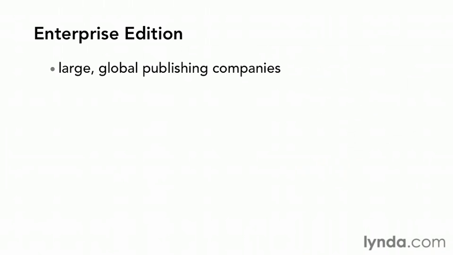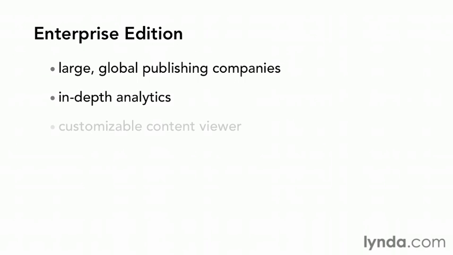The Enterprise Edition is aimed at large global publishing companies. It can be integrated with other publishing systems, and it includes high-end features that the other editions don't offer, like in-depth analytics and the ability to customize the interface of the application used to view DPS publications, which is called the Content Viewer. The Enterprise Edition allows you to sell single issues or subscriptions to a publication through the Apple App Store and the Kindle Fire newsstand. The cost of the Enterprise Edition includes both a platform fee and a download fee based on the number of downloads of each publication purchased by customers.